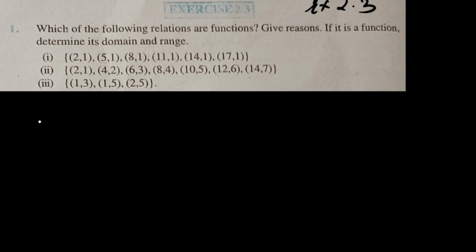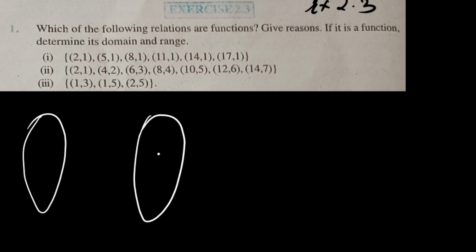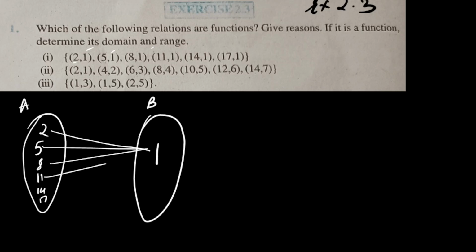For these relations we will draw an arrow diagram. With the help of an arrow diagram, we can easily figure out whether a relation is a function or not. First elements I'm going to write as the elements of set A and second ones as the elements of set B. The elements are 2, 5, 8, 11, 14 and 17. The element of the second set is only 1. So all the elements of set A map with 1.